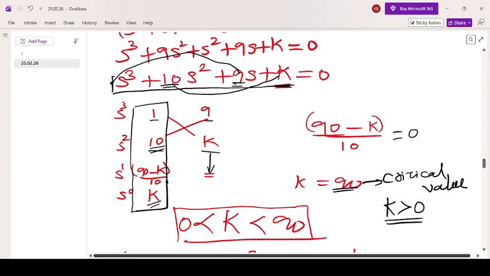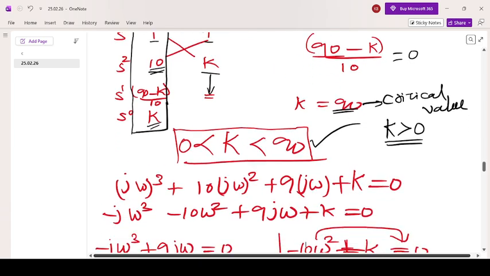It is given that your system is stable. If your system is stable, then k value must be greater than 0 and less than 90. So the range of k will be lying in between 0 to 90. So in this way, we usually find the value of k.